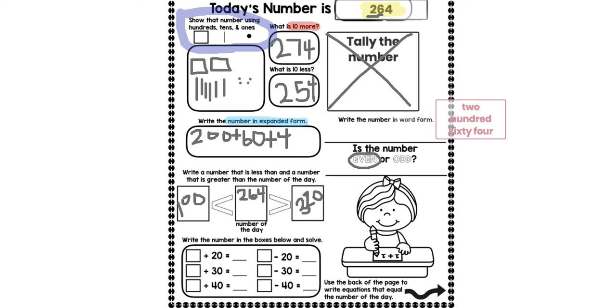Down at the very bottom, write the number in the boxes below and solve. So I'm going to take my number 264 and add 20 to it, and that goes here. Add 30 to it, that goes here. Add 40 to it, that goes here. Now take away 20, take away 30, and take away 40. If you need to use the back of the page, obviously if you have real paper, you'll be able to do that.